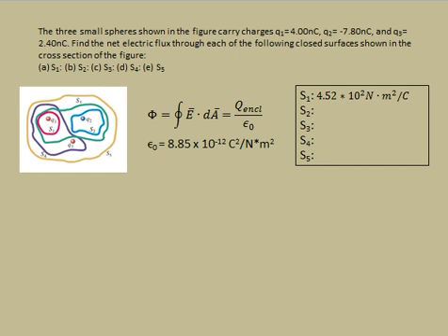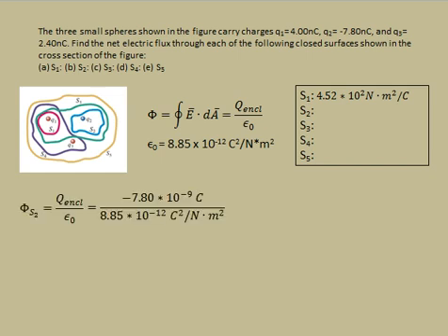Next we're going to consider surface 2, seen in blue. This is very similar to surface 1. It only contains one charge, Q2, of negative 7.8 nanocoulombs. Thus we get negative 8.8 times 10 to the second newton meters squared per coulomb.